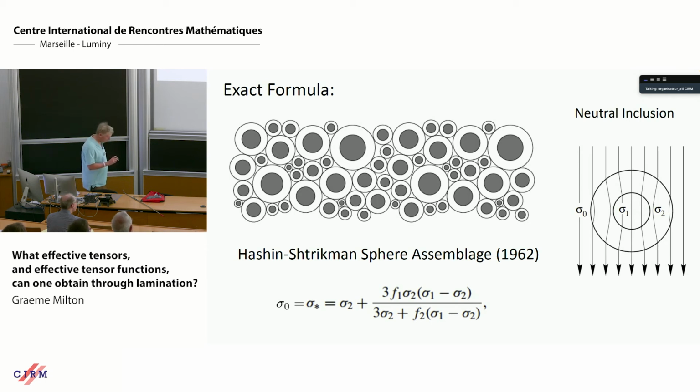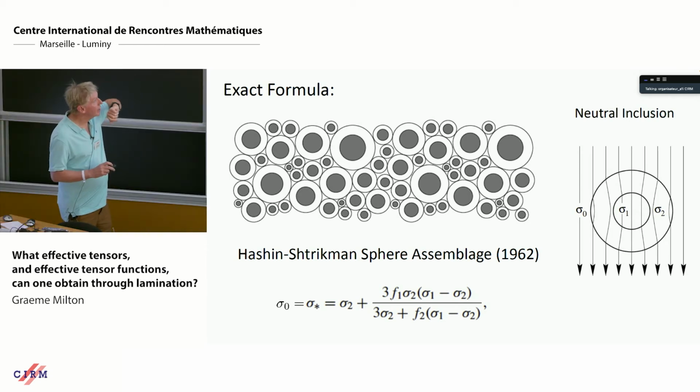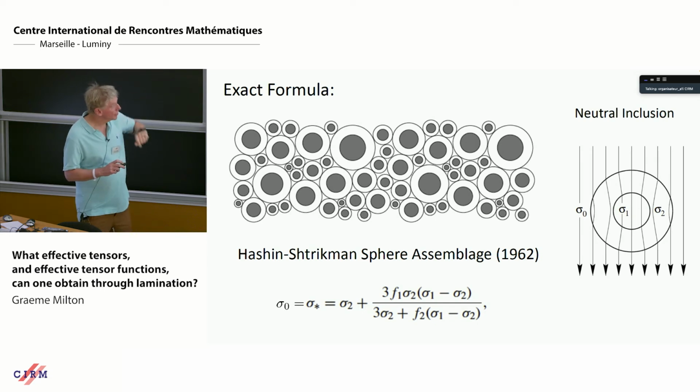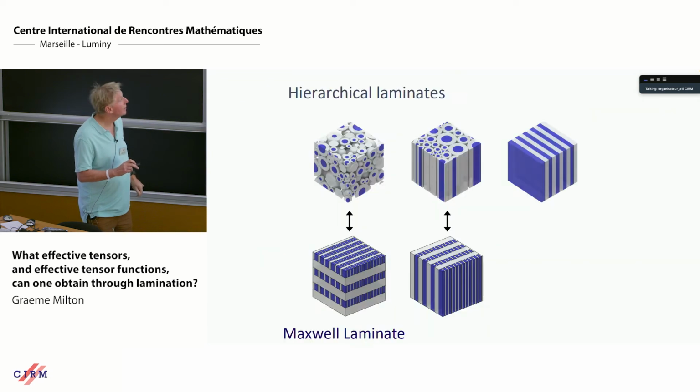And Hashin then, in 1962, came up with a very nice argument that showed that this formula here, which is equivalent to the formula that I had before but for conductivity, was actually exact for this composite material at the top. That's the 2-dimensional version, but it should be spheres stuck together. I'll come up with another one.